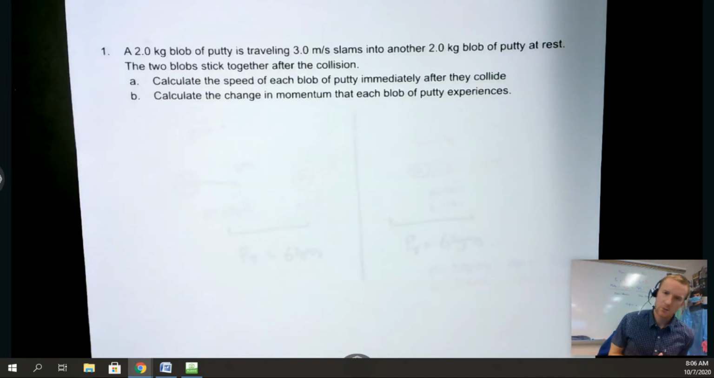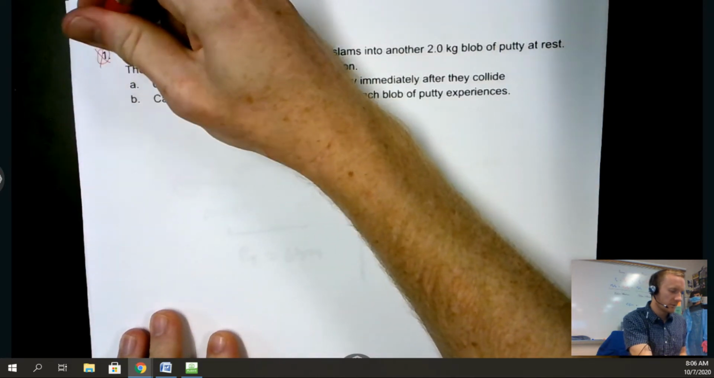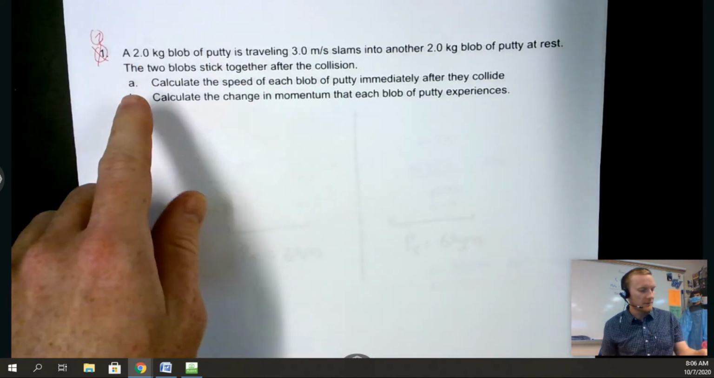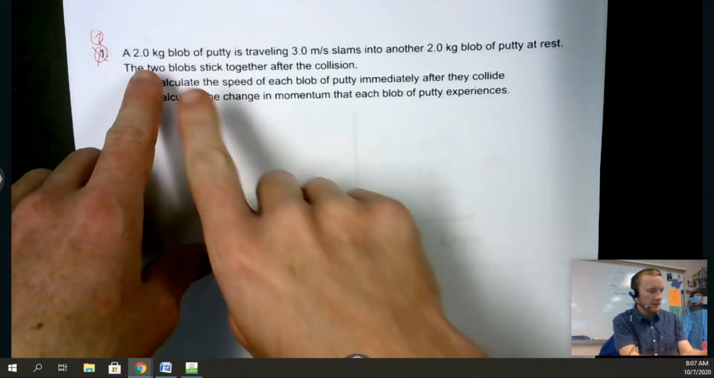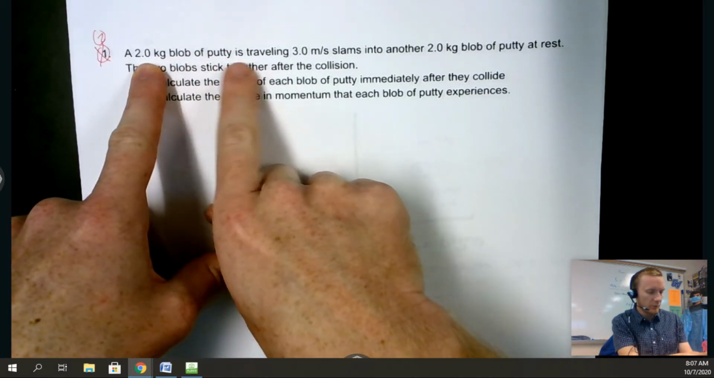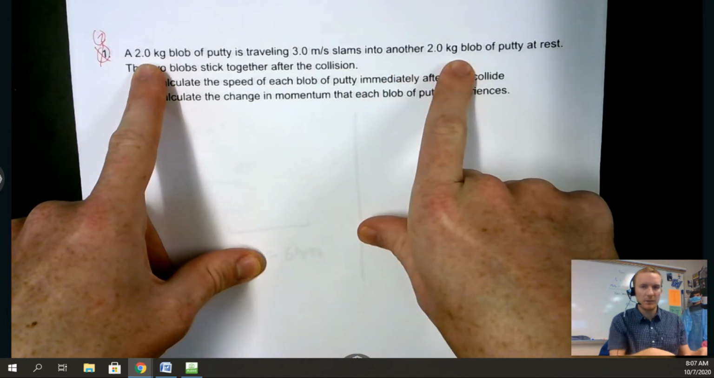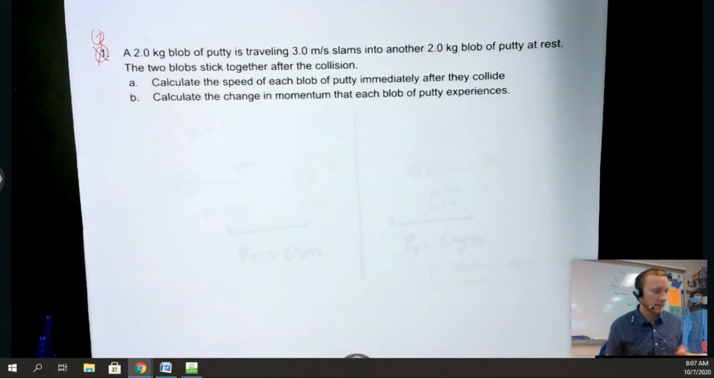Hey guys, I wanted to walk through one of your practice problems from the conservation of momentum math practice. I think this is actually the second question. So it's number 2, and it's a classic momentum problem here. You've got a blob of putty moving, and it slammed into another blob of putty at rest. Right, a very real world situation here.